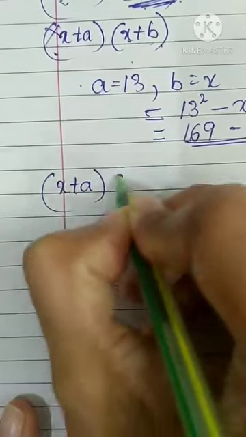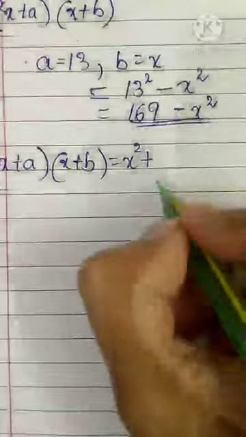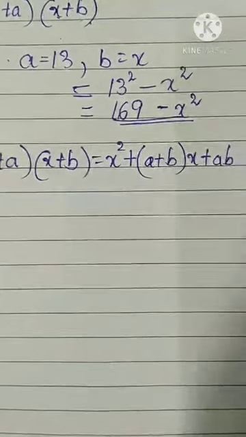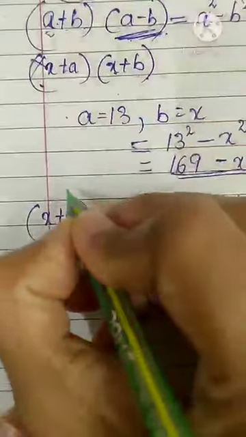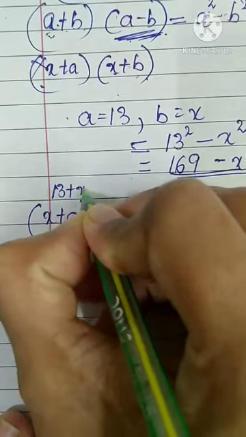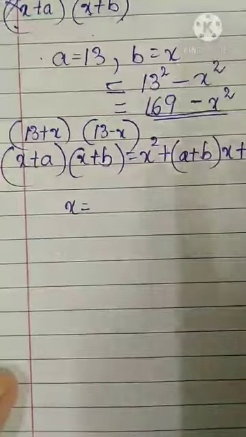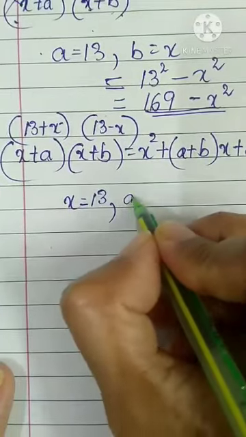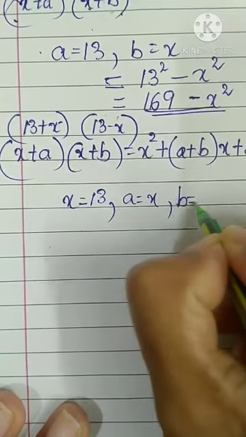Now let us try this formula. x plus a, x plus b is equal to x square plus a plus b x plus ab. So compare the numbers. What is the question? 13 plus x and 13 minus x. This is the question, no? Yes. So when you compare, what is your x? X is 13. A is x. B is minus x.